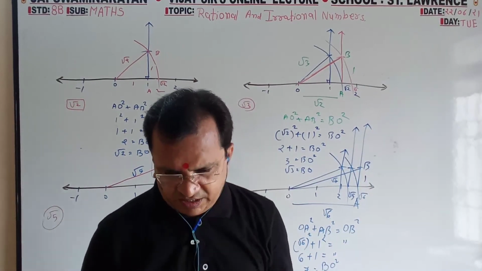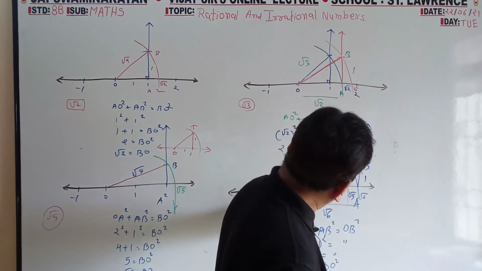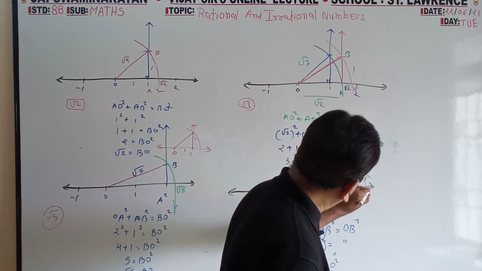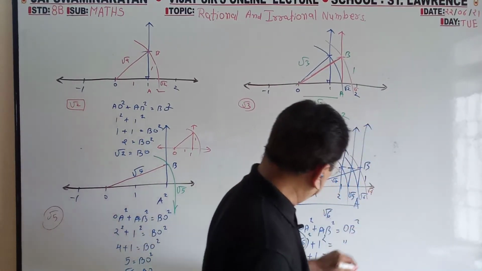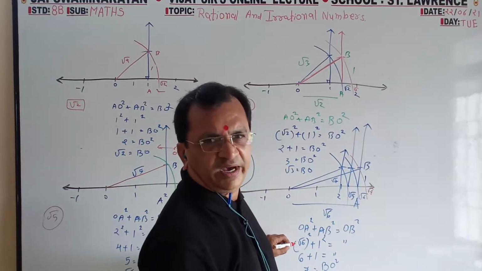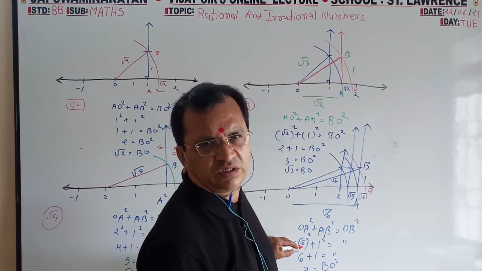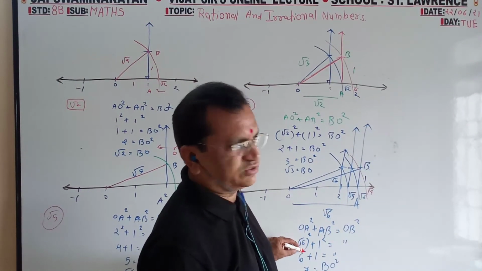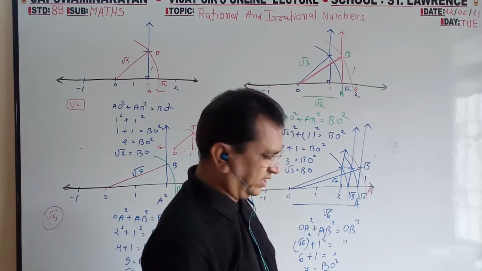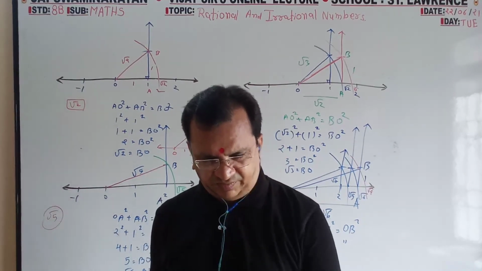So from here to here, root 6 square is equal to 6. Root 6 square and 1 square is equal to 1. 6 plus 1 is equal to 7. It is under root 7.